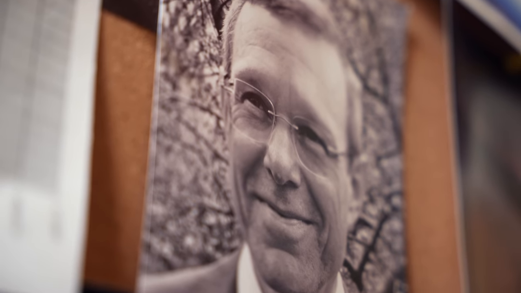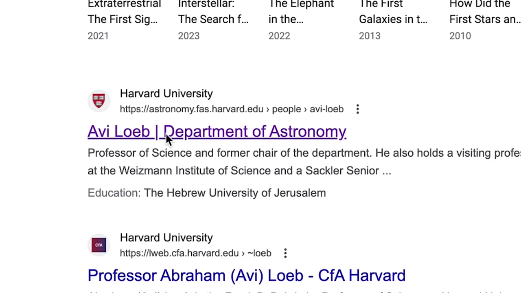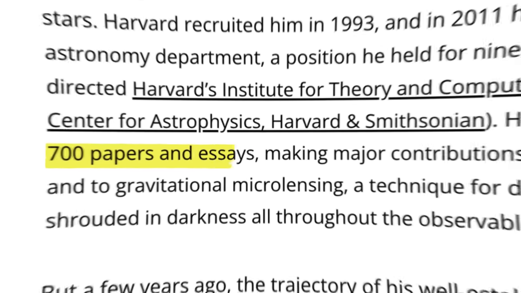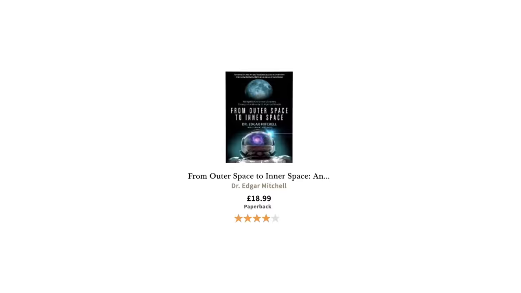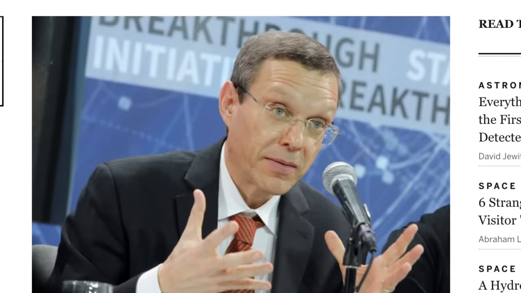This is Avi Loeb, an Israeli-American theoretical physicist and professor of astronomy at Harvard University. He has published over 700 scientific papers and authored several books, has been a featured guest on numerous radio and television programs, including The Daily Show and 60 Minutes, and has been quoted in publications such as The New York Times and Scientific American. But before 2017, outside of academia, not many people had heard of Avi. Until this.